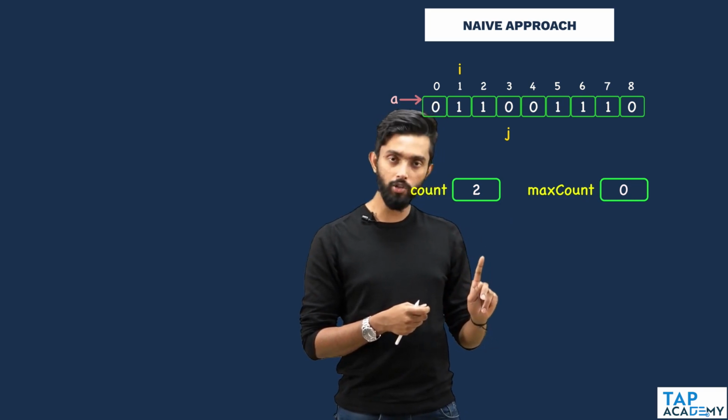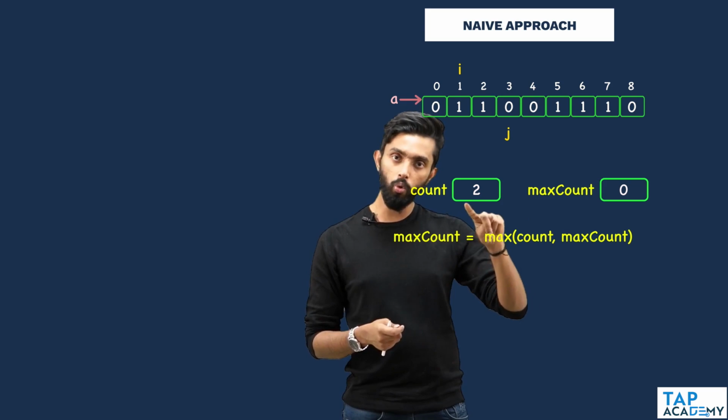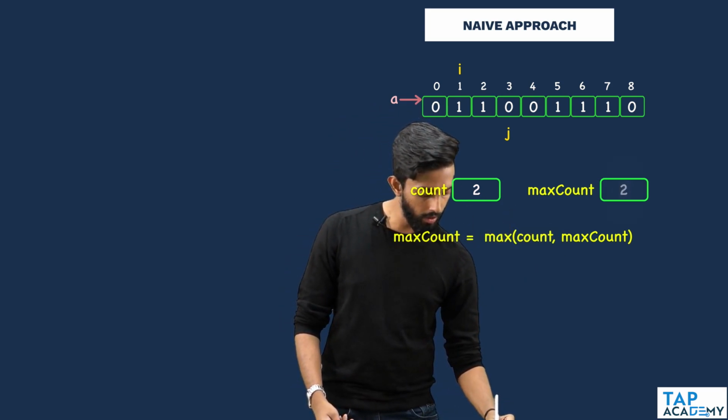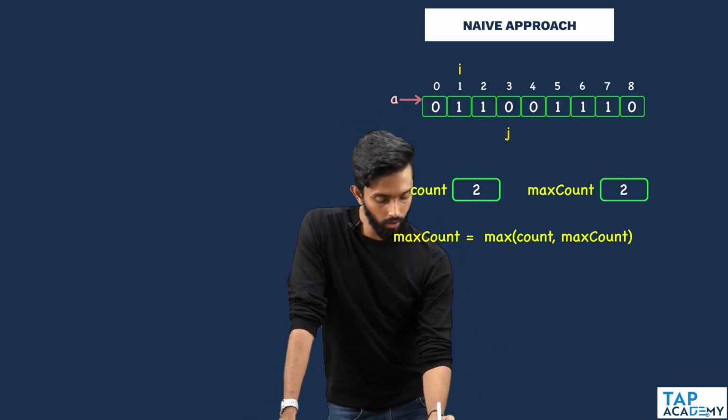For example, I will take max of count and max count. What is maximum between both? 0 or 2, which is maximum? 2, which means I will assign that to max count. Max count is going to become 2. I hope you are able to understand. Any confusion till here? Then what happens, sir?